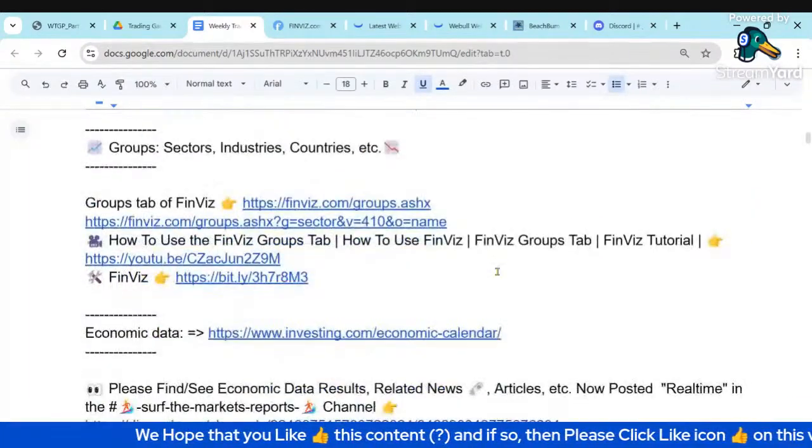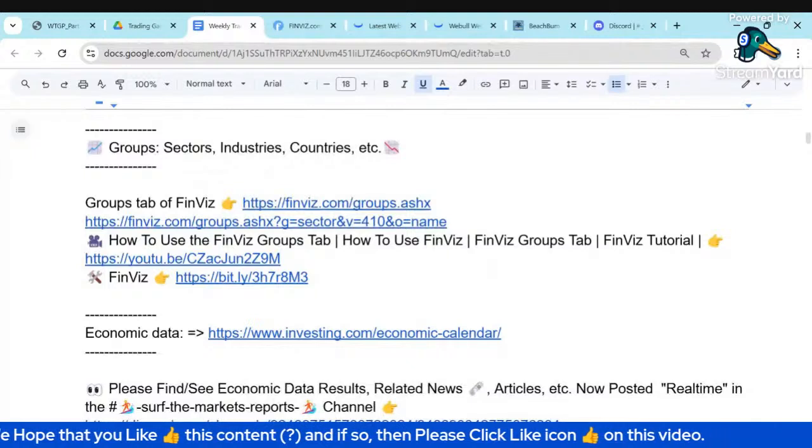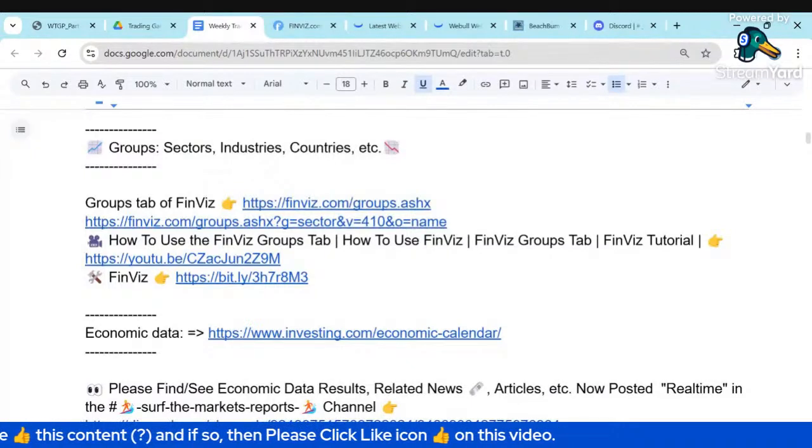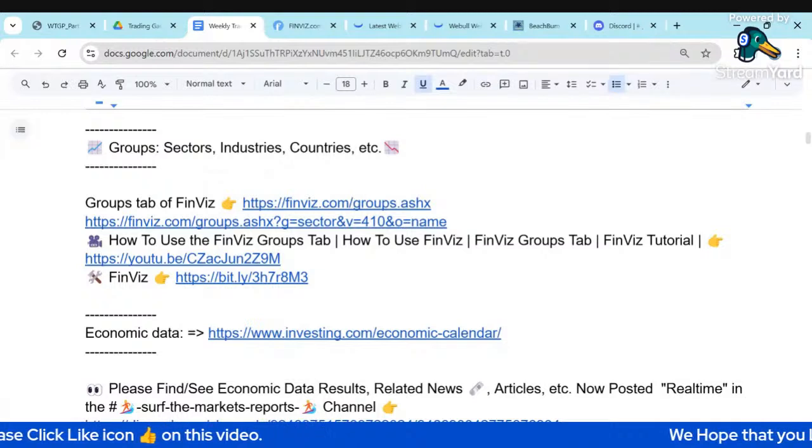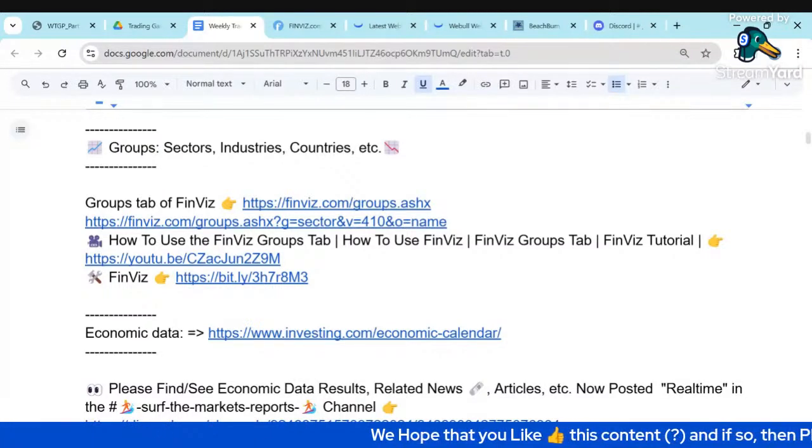Okay, let me grab a quick drink and we'll go over the groups, sectors, industries. I want to take a quick look at countries as well. We talked about international markets last week, and we'll take a look at some potential opportunities in international markets again.